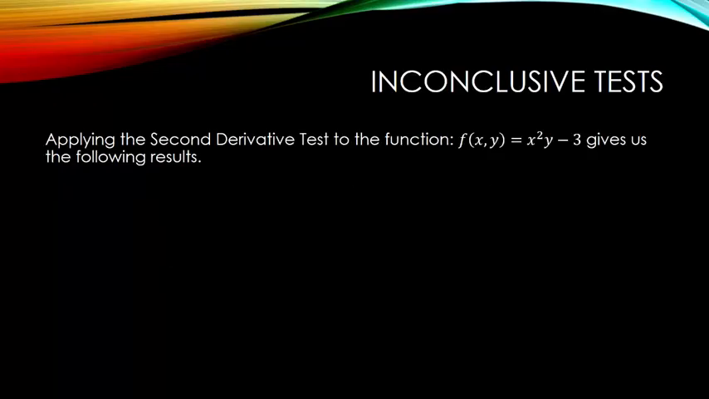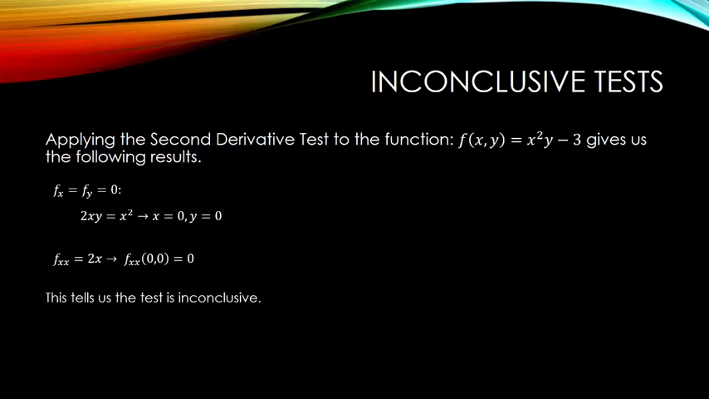When I apply the second derivative test to the function f of xy is equal to x squared y minus 3, I will get the following result. Fx is equal to Fy is equal to 0, which tells me that 2xy is equal to x squared, and this implies that x is 0 and y is 0. Fxx is 2x, which implies that fxx at 0, 0 is equal to 0. This tells me that my test is going to be inconclusive.